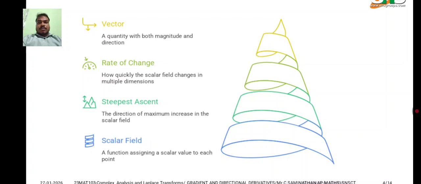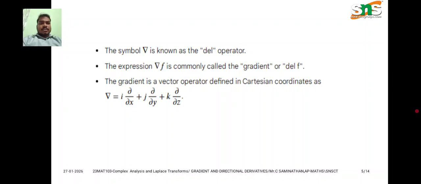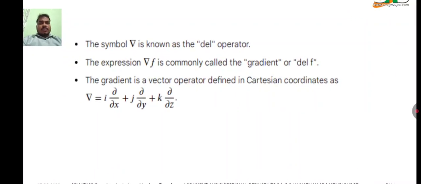For example, the scalar is the temperature, and then the gradient is denoted by the symbol del, known as the del operator. We express del f, commonly called the gradient of f. In Cartesian coordinates, the vector formula is del equals i times dou by dou x plus j times dou by dou y plus k times dou by dou z.